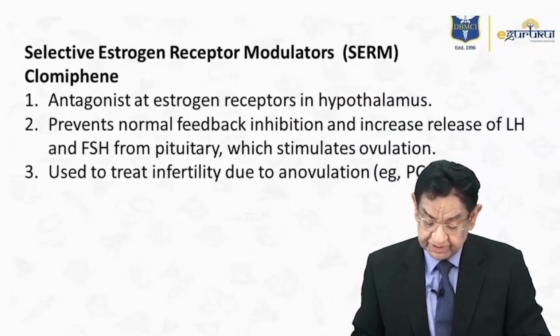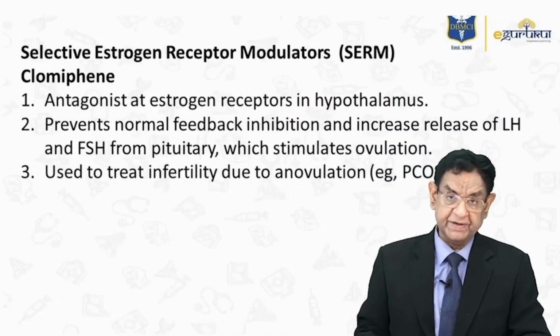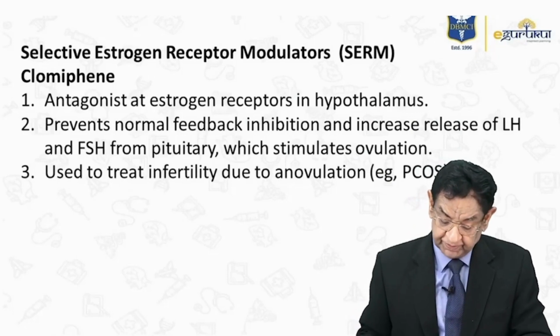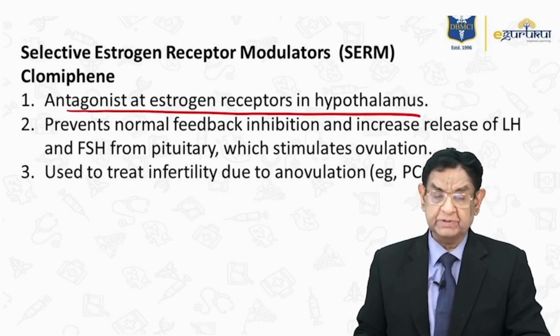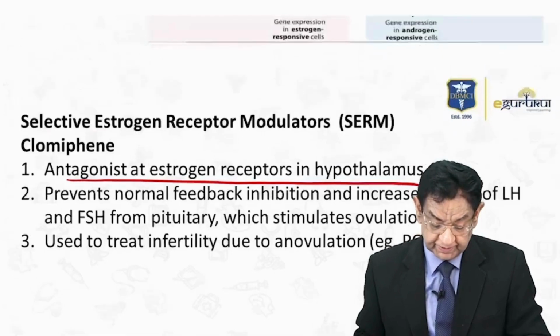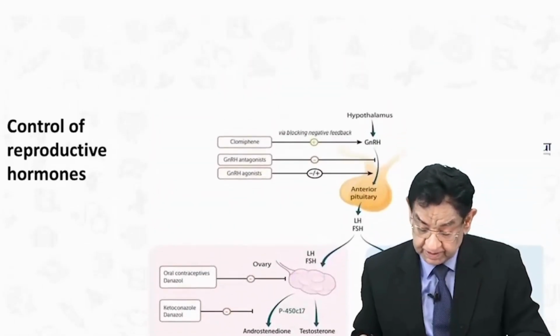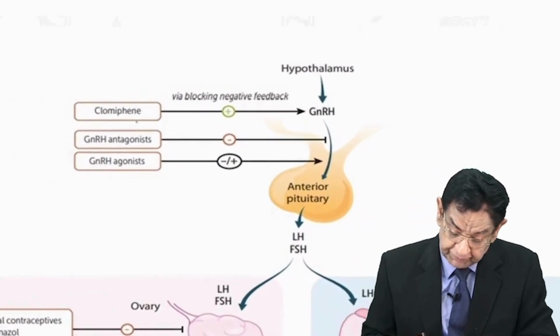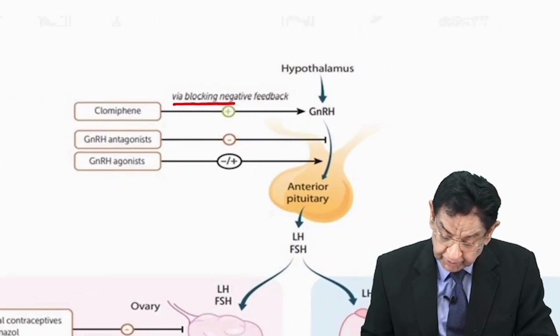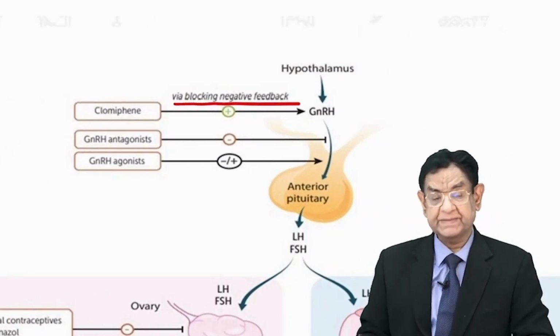Now, selective estrogen receptor modulator, clomiphene. It is an antagonist to the estrogen receptor in the hypothalamus. If you look into this diagram, clomiphene is blocking the negative feedback.